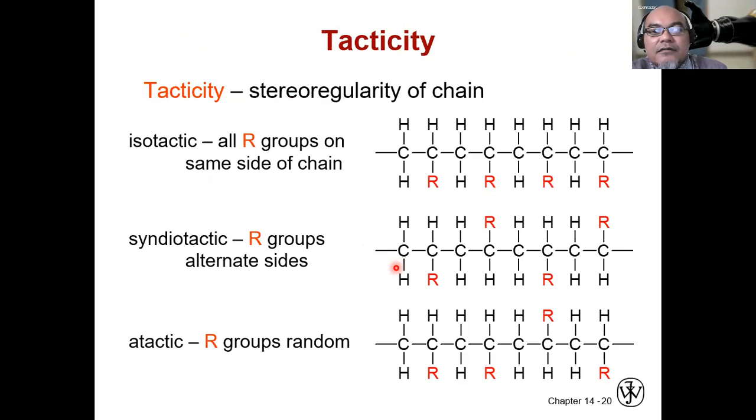Tacticity is the stereoregularity of the chain. In isotactic, all the R groups, the functional groups, are located on the same side of the chain. When you have the R groups on alternate sides, for example, one R, and the second after that is on the upper part, then again lower part and upper part, this is called syndiotactic tacticity. Atactic is if the locations are completely random. Sometimes in the lower part, sometimes in the upper part. So this is atactic.